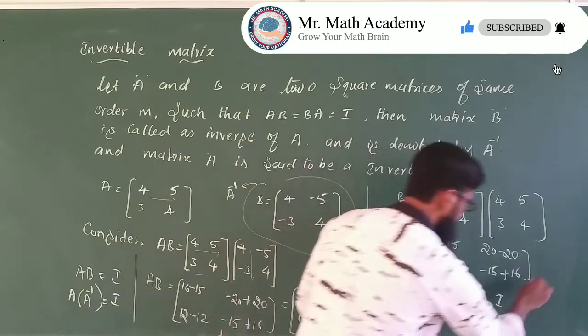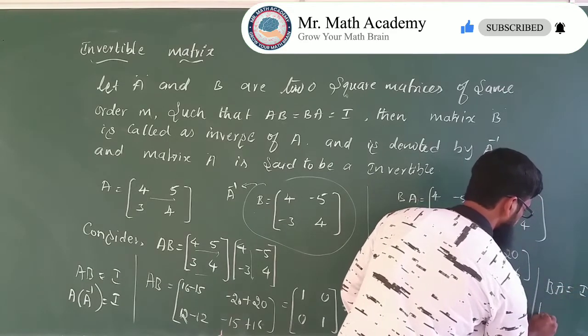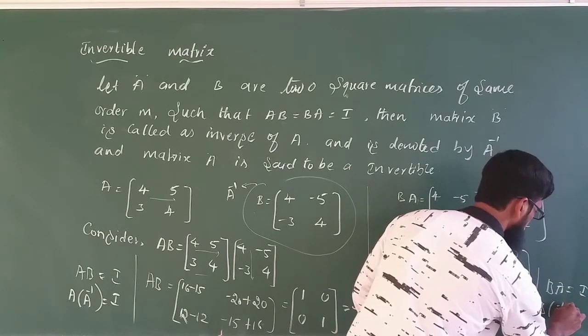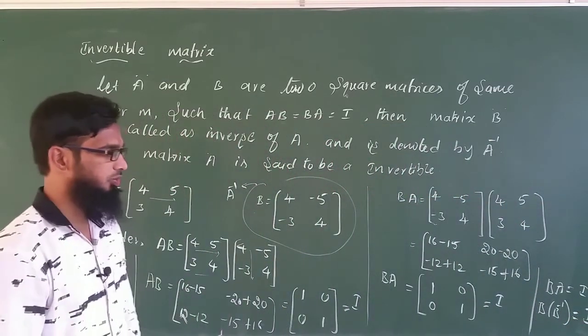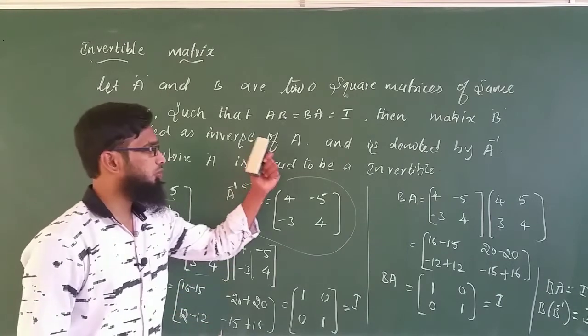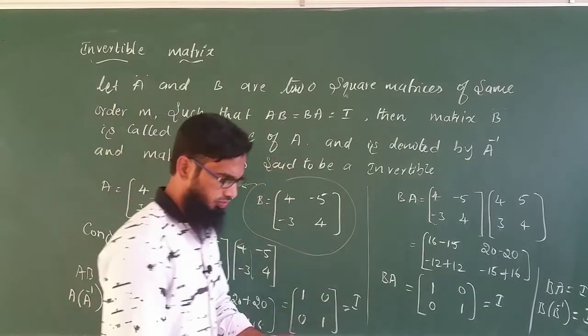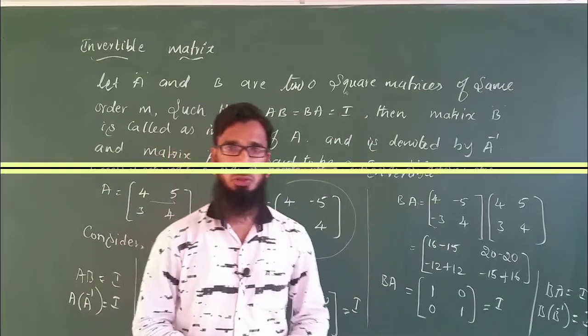If B into A is equal to I, then I can write this as B inverse B is equal to I. With this we can prove that AB is equal to BA is equal to I. Now this is what the invertible matrix is, and there will be a relation between the inverse of a matrix.